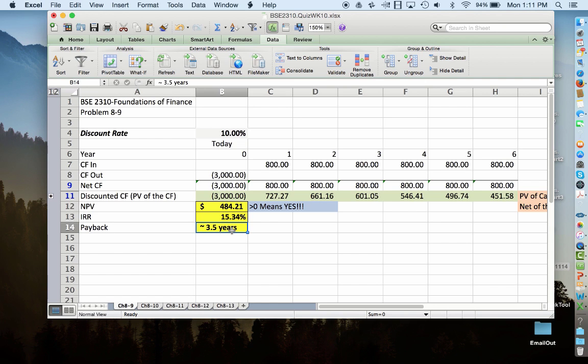Okay, for these problems, by the way, you are being given the discount rate. As a note, when we get to chapter 12, one of the reasons that we're studying that area is that we're going to learn how to calculate that discount rate. Okay.